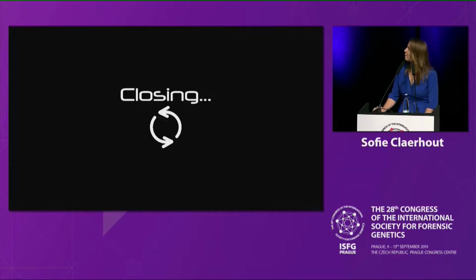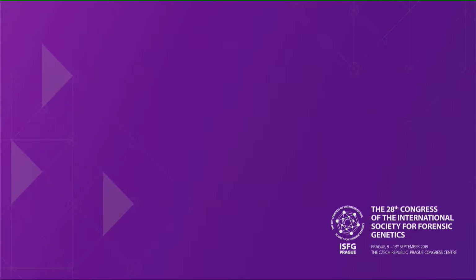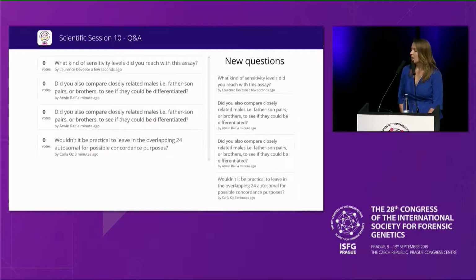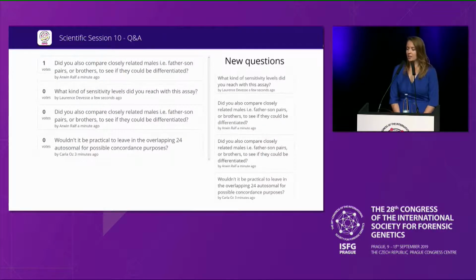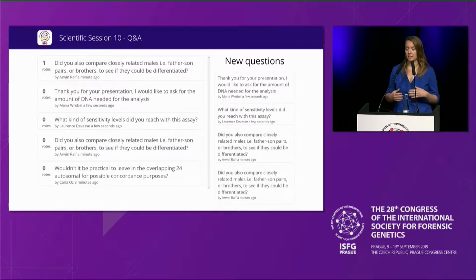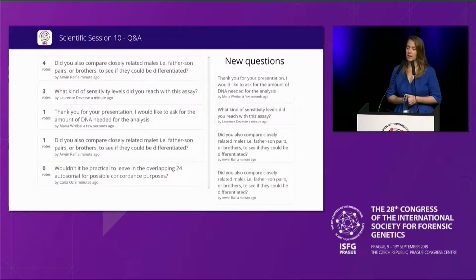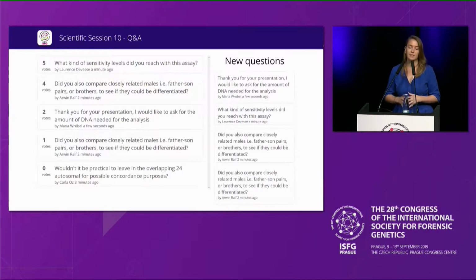Asking if it will be practical to leave the overlapping 24 autosomal for possible concordance purposes. It would be practical, and indeed we know which ones are overlapping with the autosomal and the X chromosomes. So we're not sure yet if we will leave them out, so if we will ask or develop a new panel to leave these amplicons out, because it's also nice to have more information. But mainly we will focus on the Y STRs who will target the Y chromosome, just for our main goal to make it and maintain it Y chromosome specific.